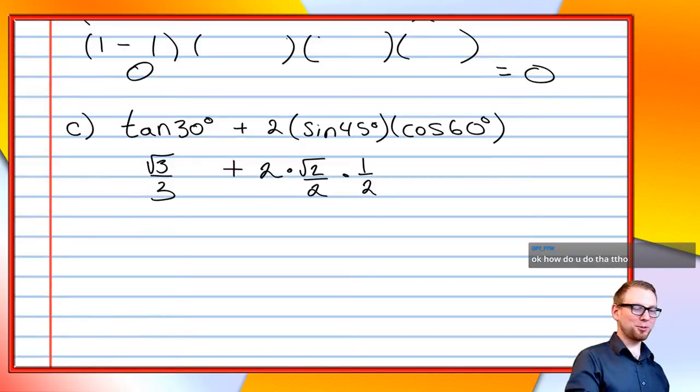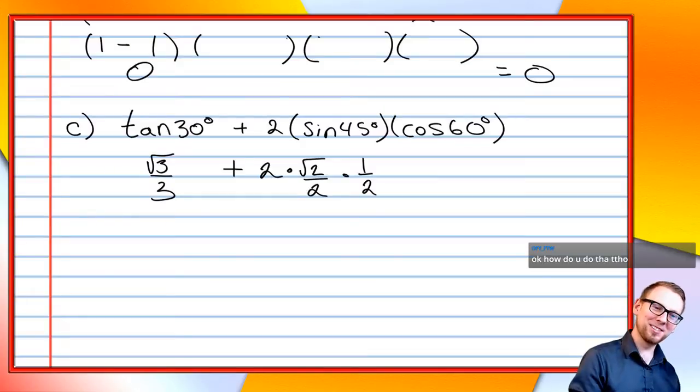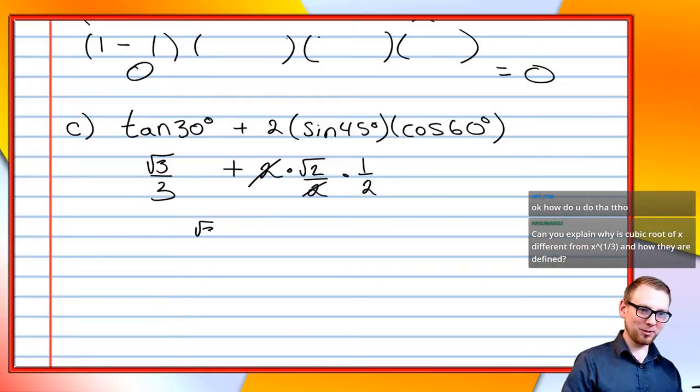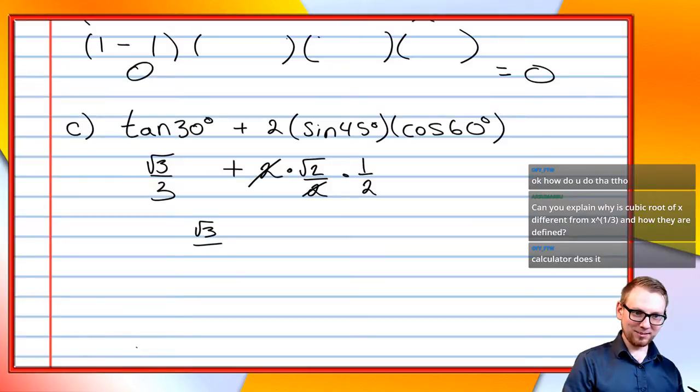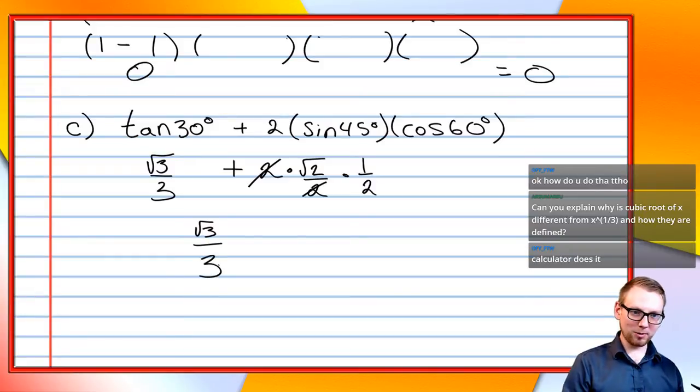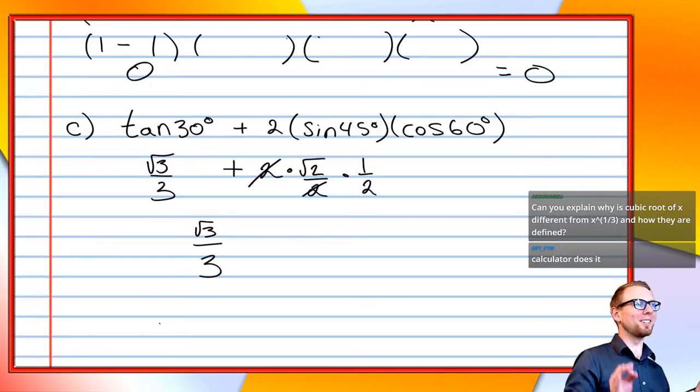What do you mean, how do you do that? How do you add fractions? 2 divided by 2. Well, that's gone. We have root 3 over 3. Yeah, I can do that. Root 3 over 3. Do not use a calculator. Never use a calculator. People do it wrong every time. Calculators do it wrong every time.